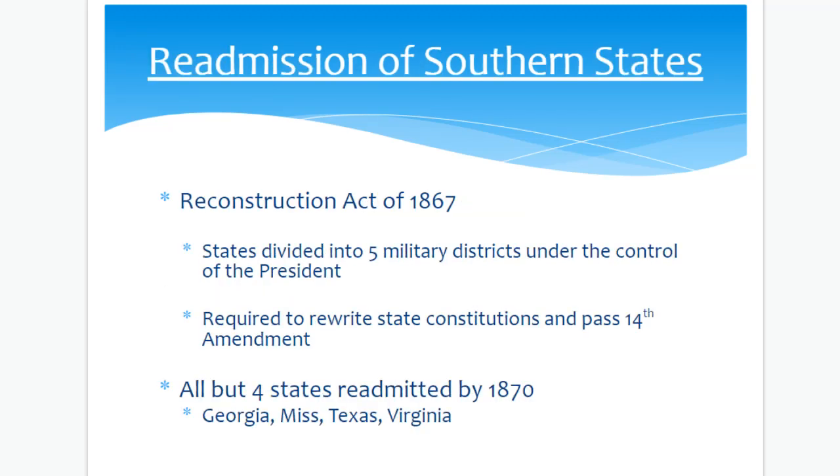So the readmission of Southern states began with the Reconstruction Act of 1867. Here, the states are going to be divided into 5 military districts under the control of the President of the United States. In this act, they're going to be required to rewrite the state constitutions and pass the 14th Amendment, which we'll talk about in just a few moments. All but 4 states are going to be readmitted by 1870, with the exception of Georgia, Mississippi, Texas, and Virginia, and I'll explain that in just a second.